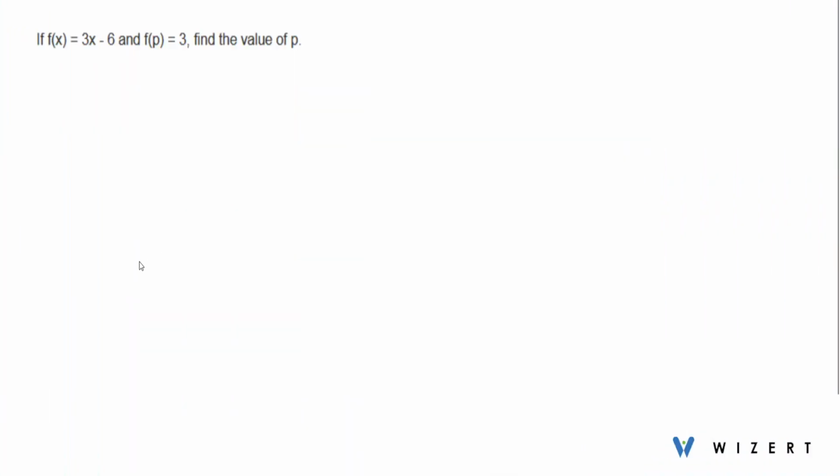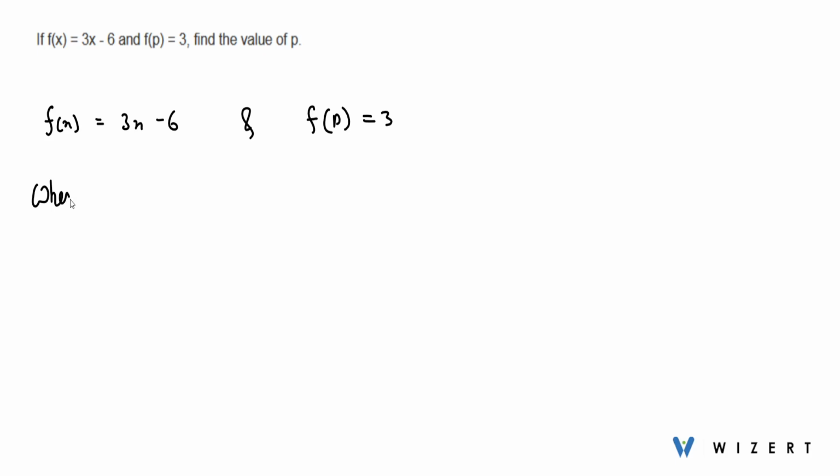According to the question, we have been given a function f of x such that it is equal to 3x minus 6, and we have been given another value of x, which is p, such that f of p is equal to 3. Now if you compare f of x with f of p, then we will observe that in this case x is equal to p. So when x is equal to p, then the value of the function is 3.